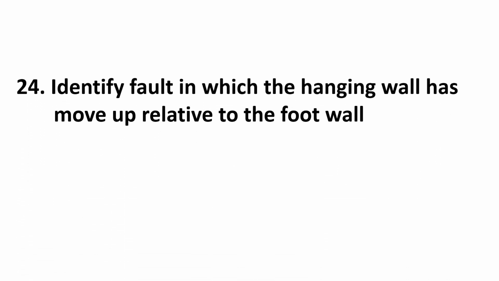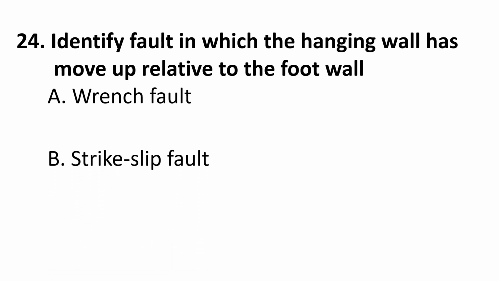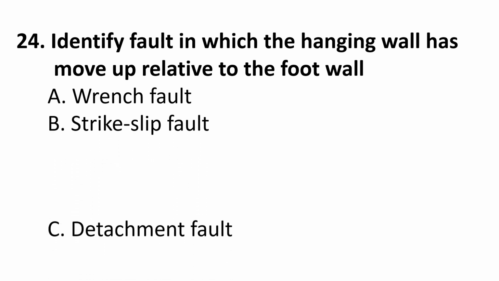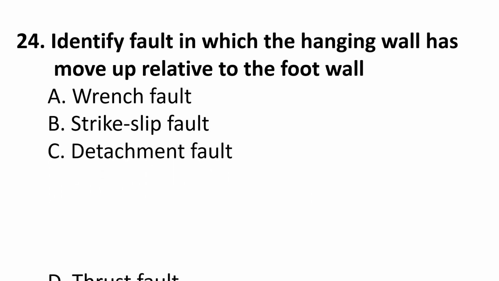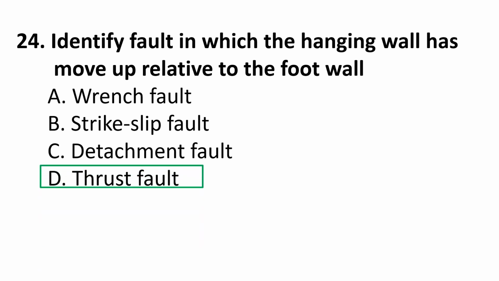24th question, identify the fault in which the hanging wall has moved up relative to the footwall. Choices are A, wrench fault, B, strike slip fault, C, detachment fault, and D, thrust fault. So the correct answer is D, thrust fault.